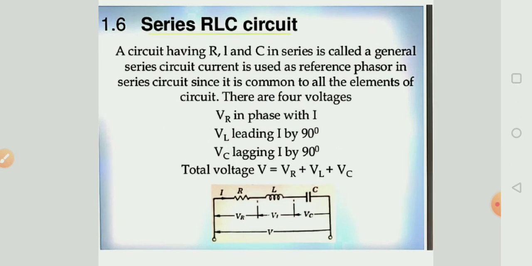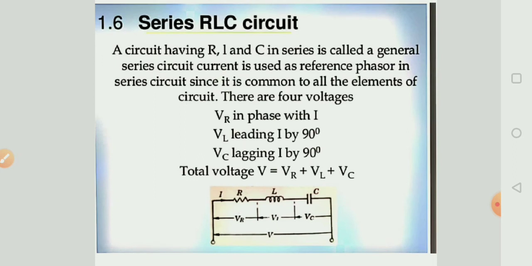Now we study the series RLC circuit. In the series RLC circuit, R, L and C are in series combination with each other. VR is the voltage drop across the resistance, VL is the voltage drop across the inductance, and VC is the voltage drop across the capacitor. Here V is the total drop across all the elements, and the total voltage is the sum of VR, VL and VC.